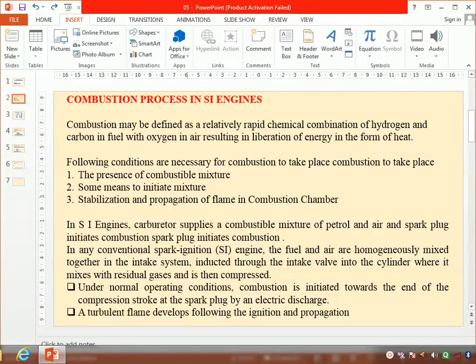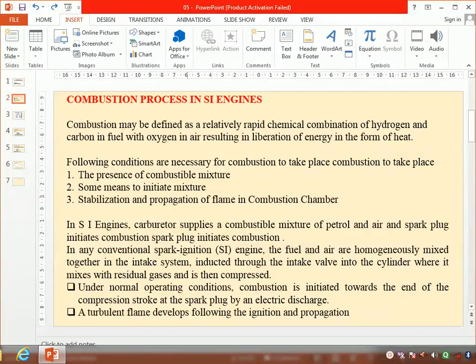Third, the spark initiated by the spark plug develops the flame front, and this flame front must be stabilized and propagate in the combustion chamber. So flame propagation means the stabilization and propagation of flame in the combustion chamber. These three conditions are very much necessary for efficient combustion to take place.